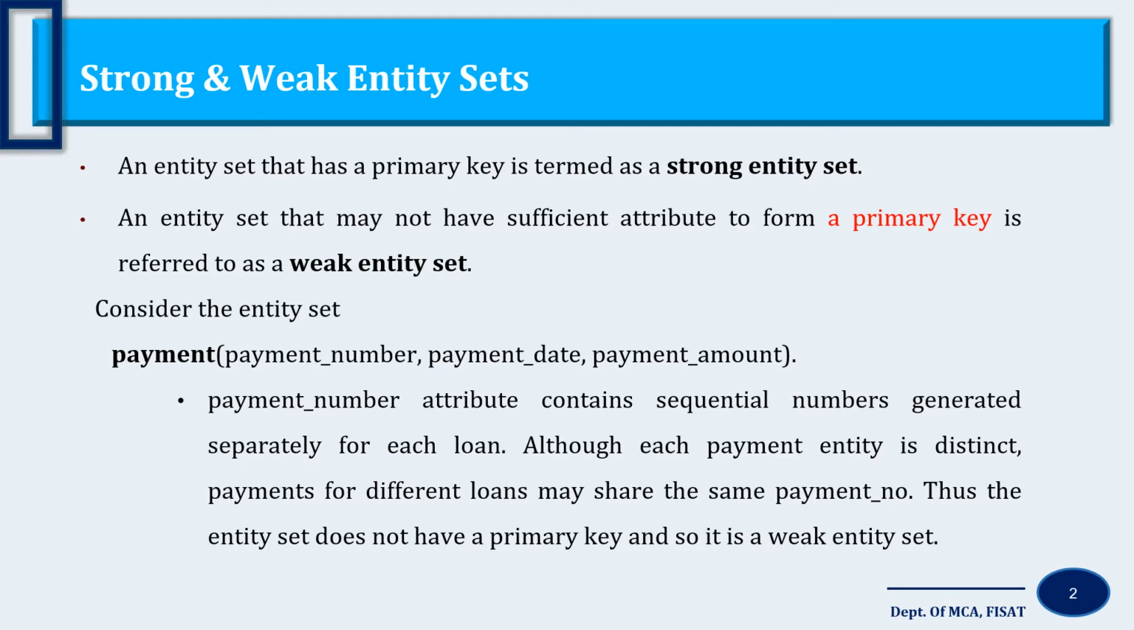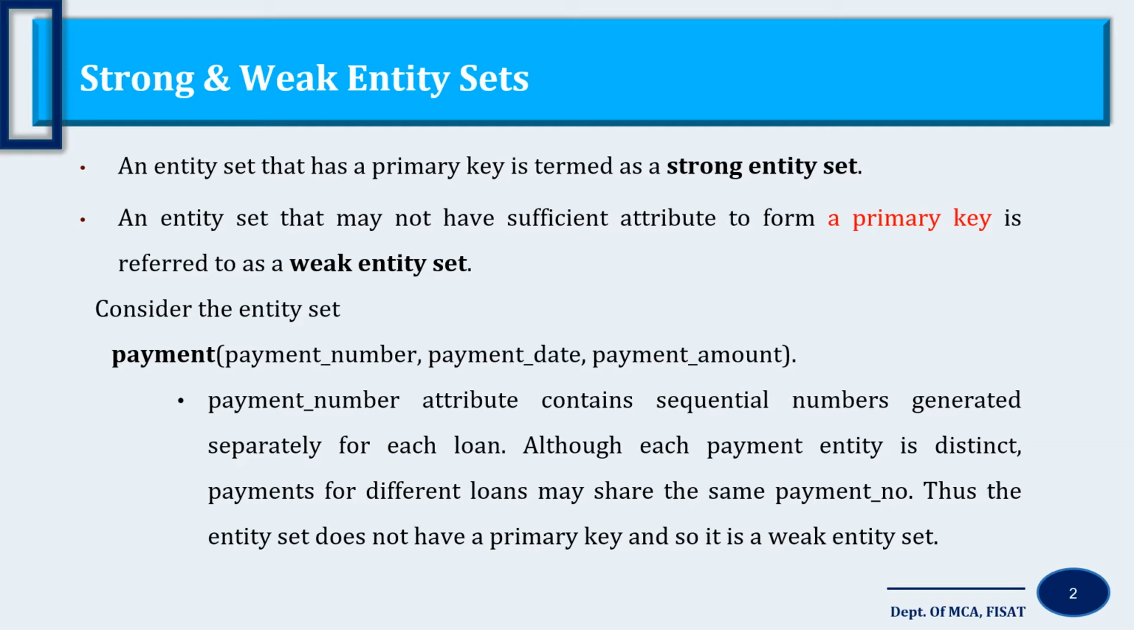Then we have the payment number. This payment number is actually a sequential number generated separately for each loan, but different loans may have the same payment number. So although each payment entity is distinct, payments for different loans may share the same payment number. So that is the entity set. This entity set does not have a primary key to uniquely identify a particular entity in the set, so it is termed a weak entity set.